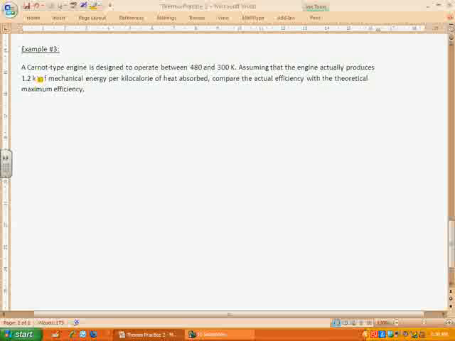Again a Carnot type engine, so this time it's telling us it's a Carnot engine designed to operate between 480 and 300 K. So let's go ahead and draw our engine. We're starting at 480 K, and this is our hot, and then we've got 300 K down here, and that's going to be our cold. Now the engine actually produces 1.2 kilojoules of mechanical energy per kilocalorie of heat absorbed. So compare the actual efficiency with the theoretical maximum efficiency.